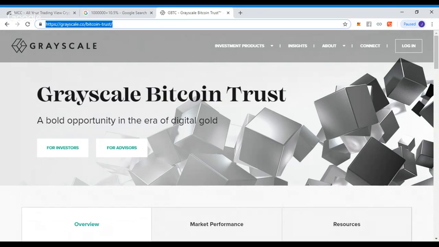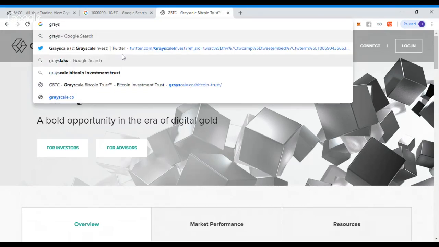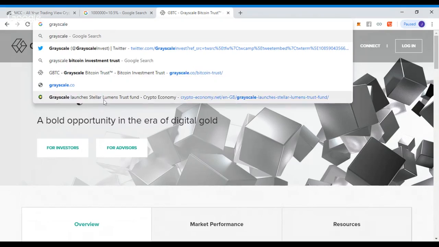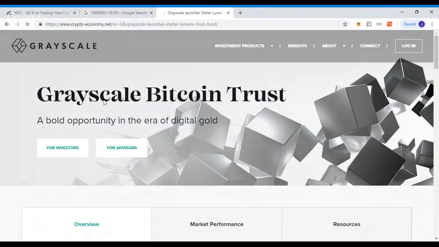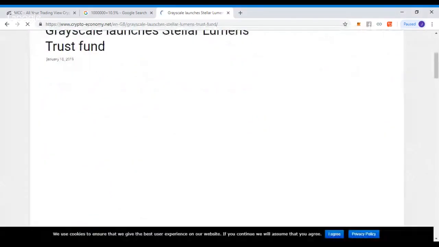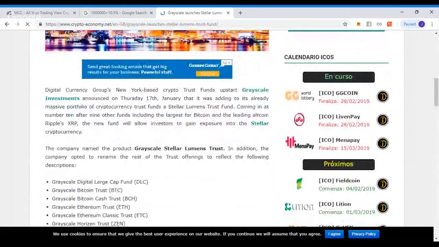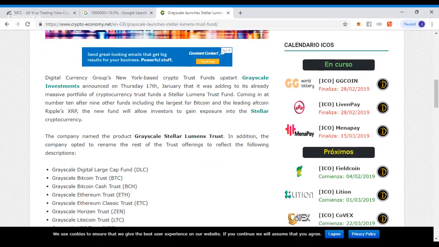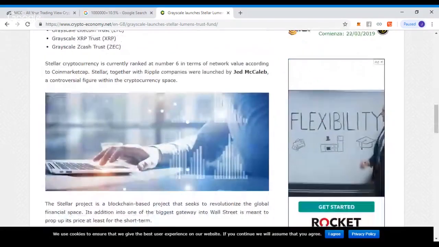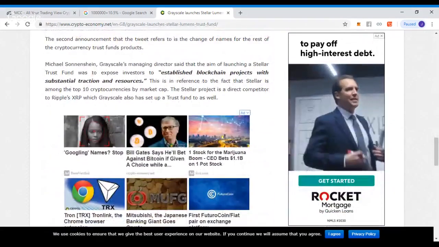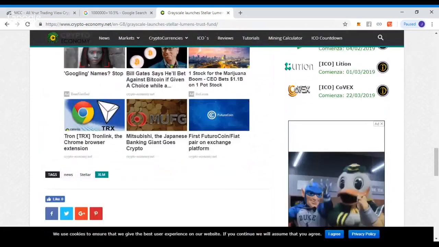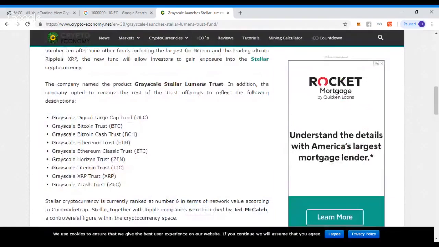Let me see if I can find that story. They just actually began a Stellar Lumens trust. There we go. Now, in this story, they're going over the fact that they just started a Stellar Lumens trust fund, meaning that the Stellar Lumens are owned by the trust, but there are other entities that control it. Let me see if they crunch any type of numbers in here. No, they're not really going over any numbers.